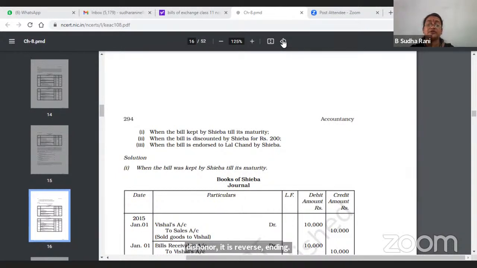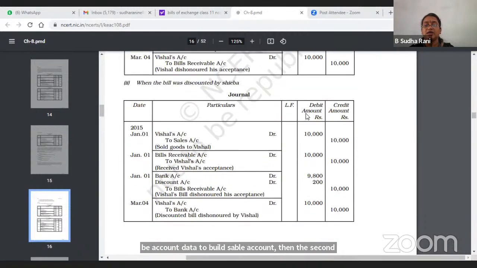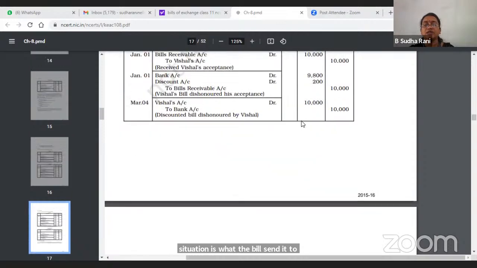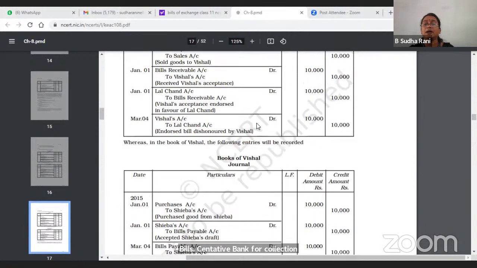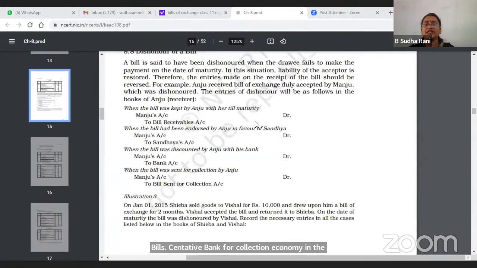But in case of the drawer, the first situation is when the bill is retained with the drawer till the due date and dishonored. The entry will be drawer account debit to bills receivable account. Then the second situation is what? Bill sent to bank for collection. When the bill sent to bank for collection has been dishonored, you will write bill sent to bank for collection account in the place of bank. When honored, you wrote a bank account. So that has to be reversed.